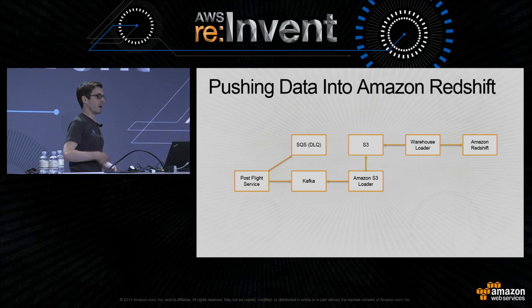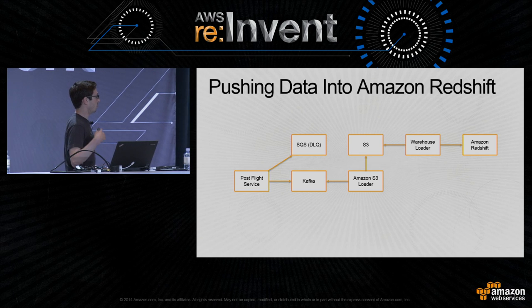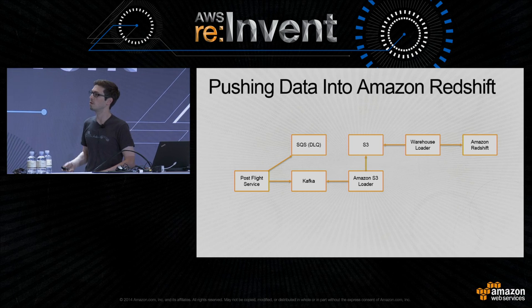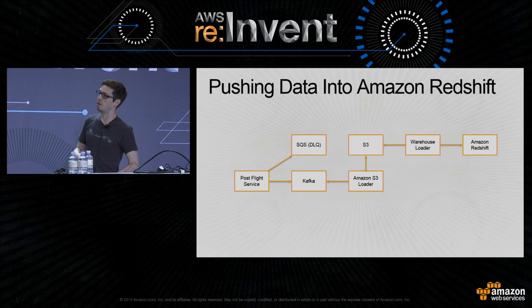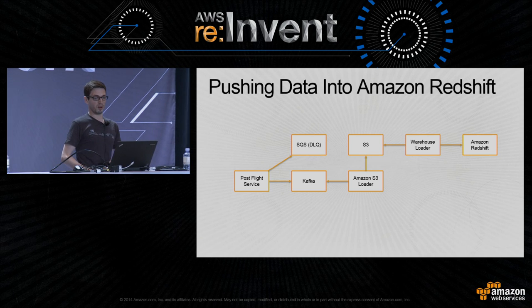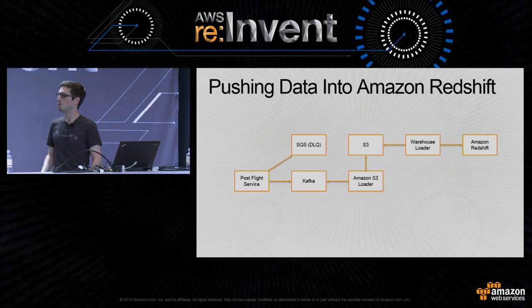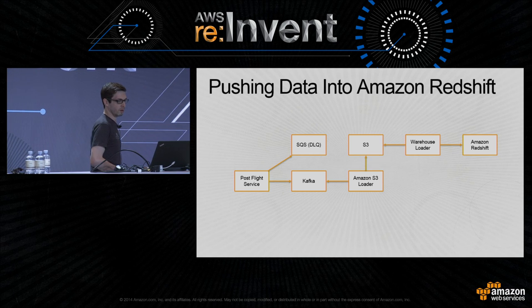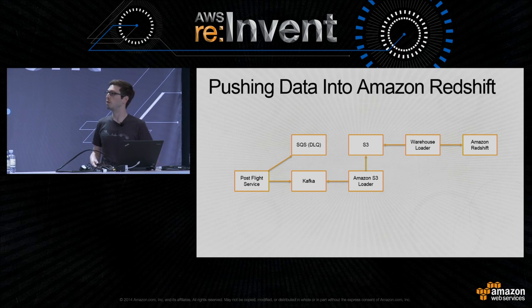And then we have a warehouse loader that runs periodically and pulls that data from S3 and batch loads it into Redshift. And so now if we change the actual database for post-flight, because now we're pushing data instead of pulling it from the warehouse loader, that doesn't need to change. And so they are now decoupled.